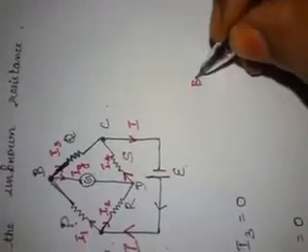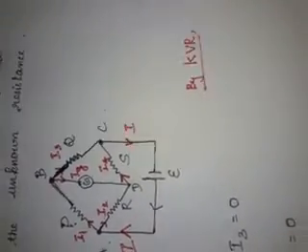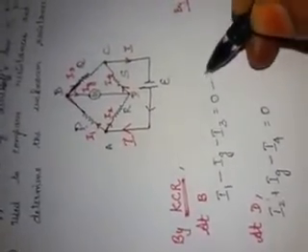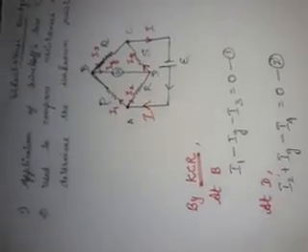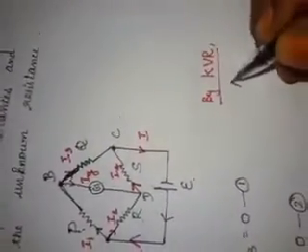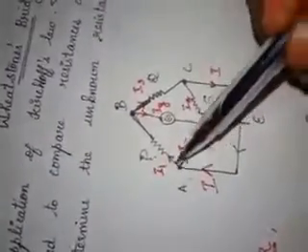Now, by Kirchhoff's voltage rule. Voltage rule means we have to consider the loops, right? Let us name these equations as equation 1 and this as equation 2. Now, by Kirchhoff's voltage rule, we are going to apply the voltage rule for two loops. For the loop A, B, D, A. Let us see where it is. A, B, D, A. Okay.